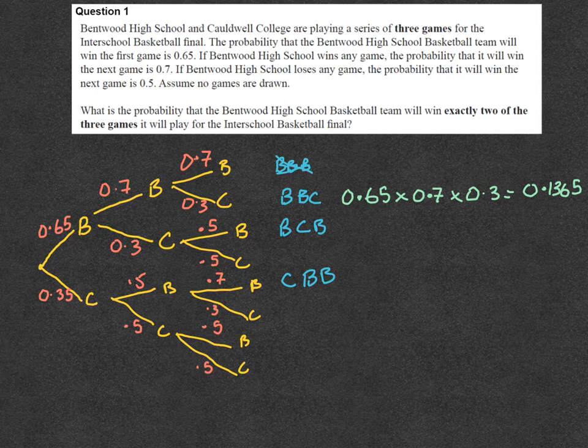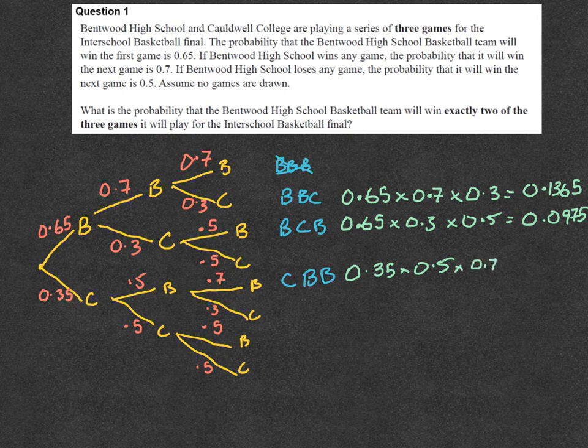Right, so this one here, BCB, it's 0.65 times 0.3 times 0.5 this time. And if we multiply those together, we get 0.0975. Right, and for CBB, we've got 0.35 times 0.5 times 0.7 this time, and that equals 0.1225. And so those are the 3 options where Brentwood has won exactly 2 games.